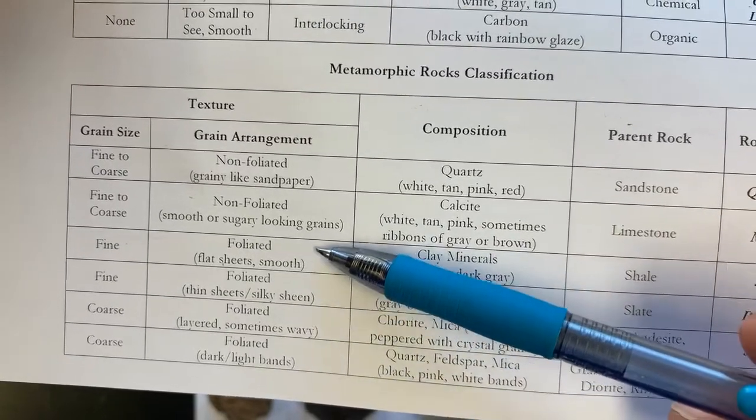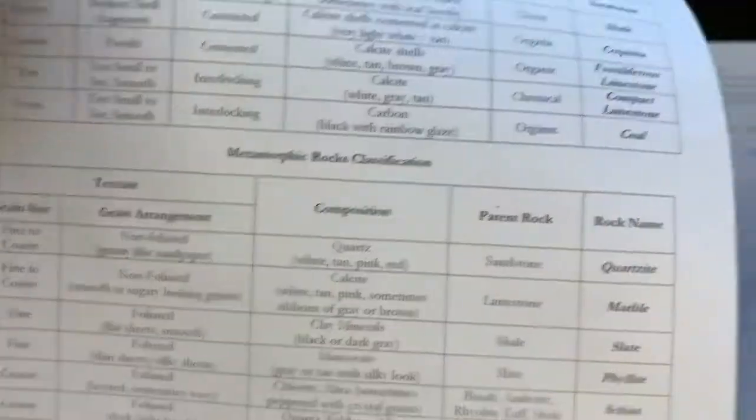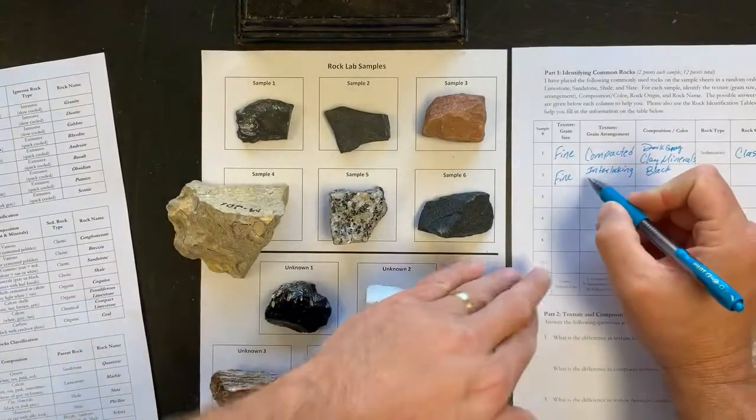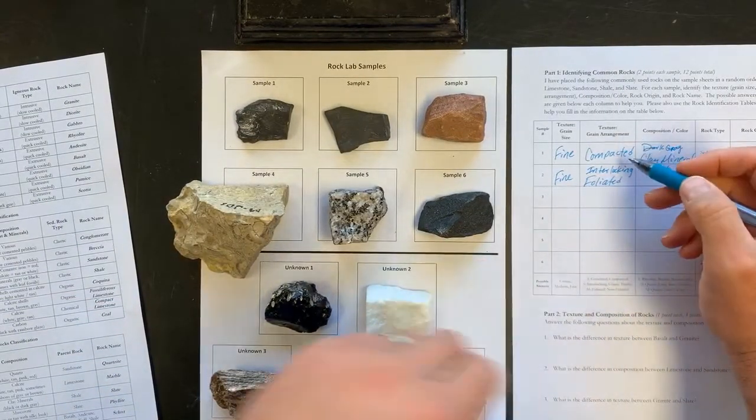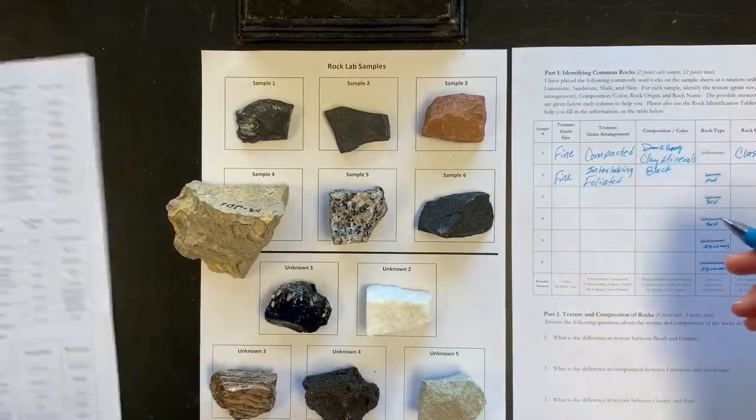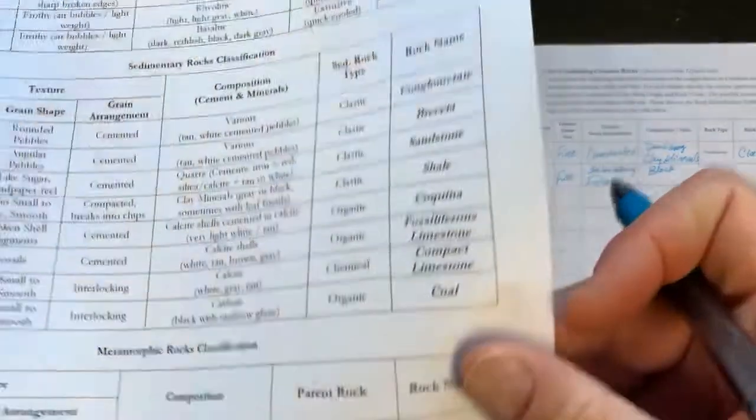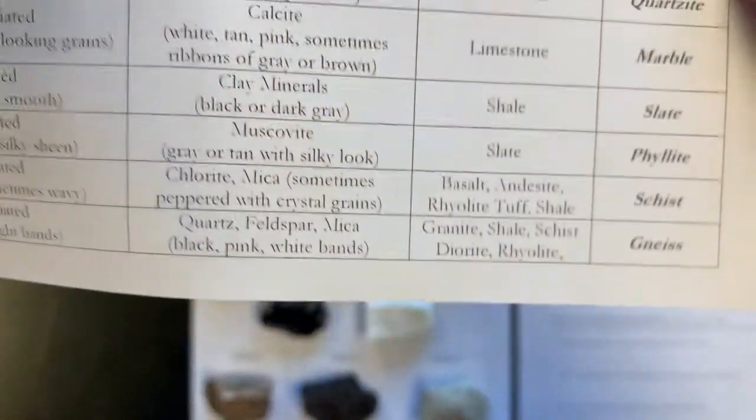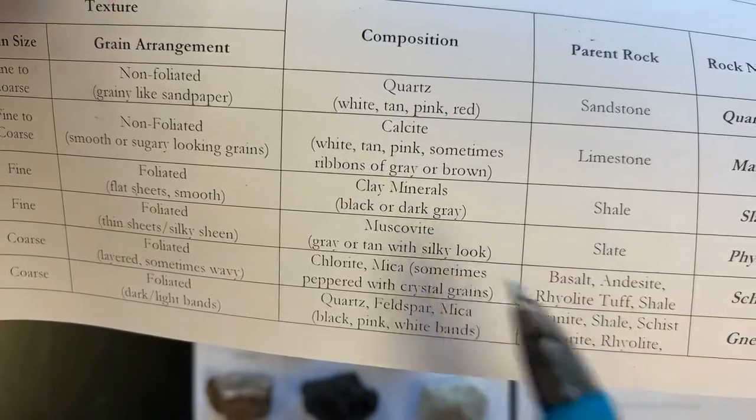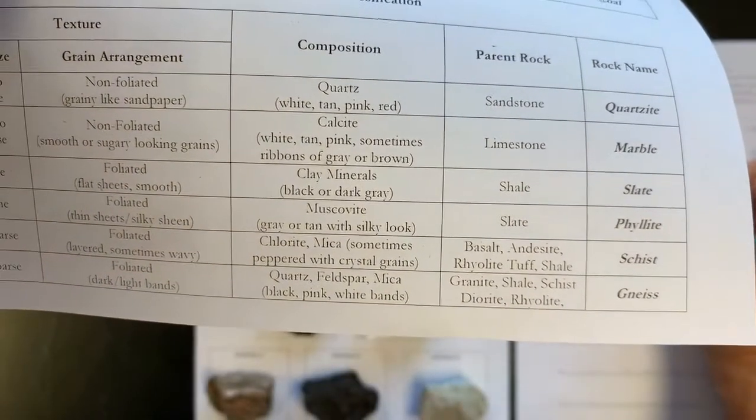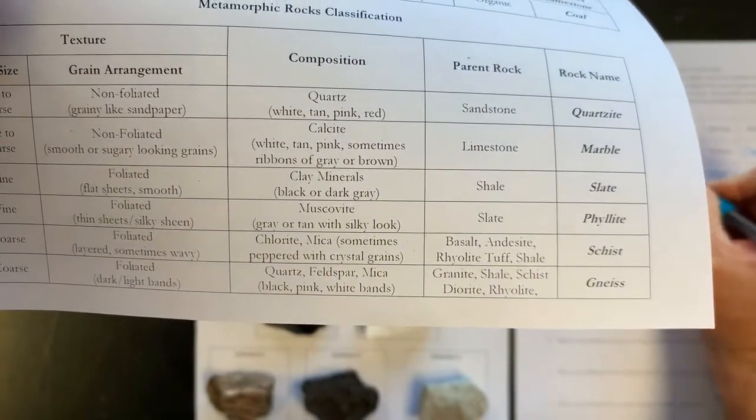So it says here that this is foliated. So a foliated texture is a layered texture. So I'm going to write foliated in here for the grain arrangement. And further, it says that the composition of this then would be clay minerals. It's black or dark gray, and that does line up with what I've got here. So I'm going to write in clay minerals.